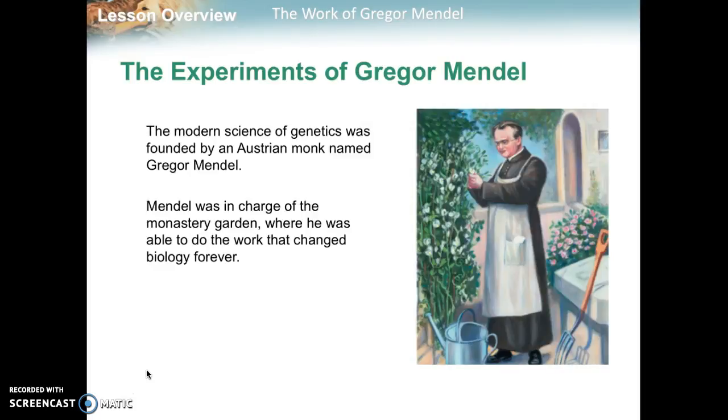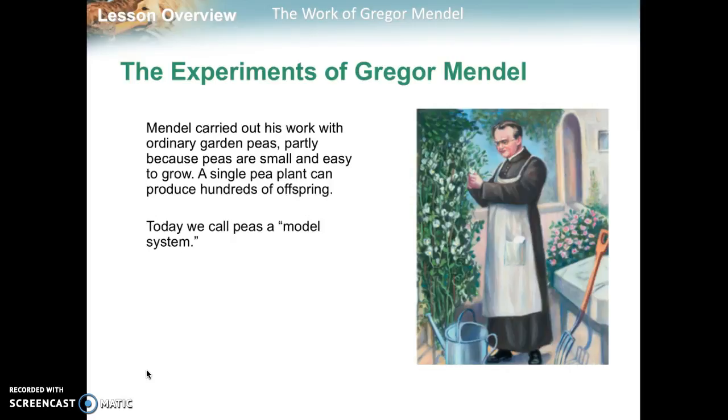So Gregor Mendel was an Austrian monk. Back in the day, if you wanted to study things, your best bet was to become a monk. So you had plenty of free time to study both theology and the natural world. So that's what Gregor Mendel did. And he spent most of his time growing pea plants.